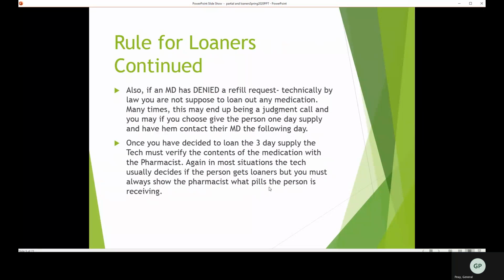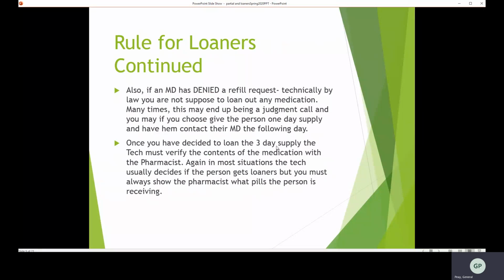and the doctor denies it, saying the person needs to make an appointment. So when the person comes to the pharmacy and you as a technician tell them that the doctor has denied your refill request because they want to see you, the person may say, okay, no problem, I'll make an appointment, but can I get some loaners until I can make an appointment with the doctor? Technically, by law, once the doctor has denied the medication, you are not to give any loaners for any reason until that person has met with the doctor.